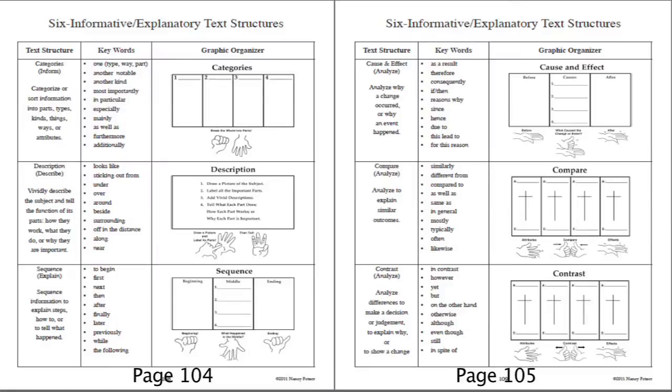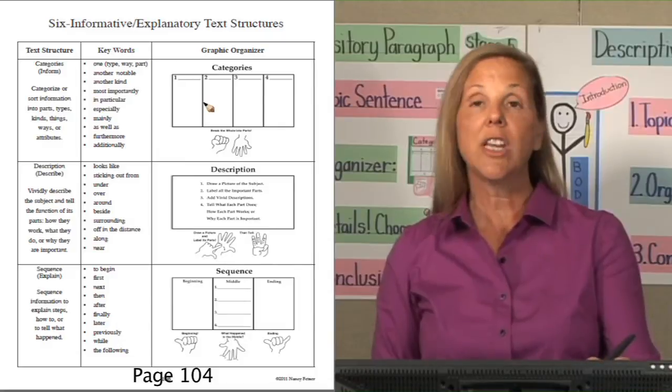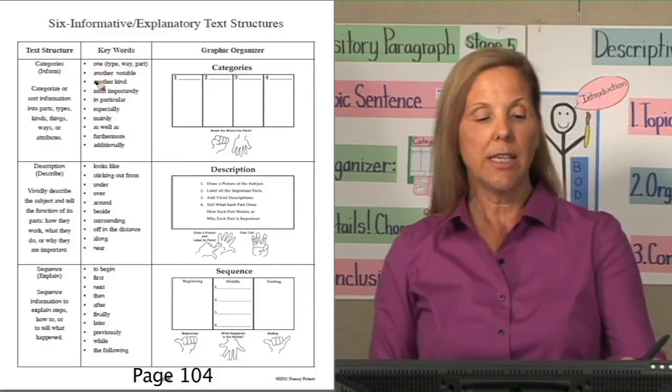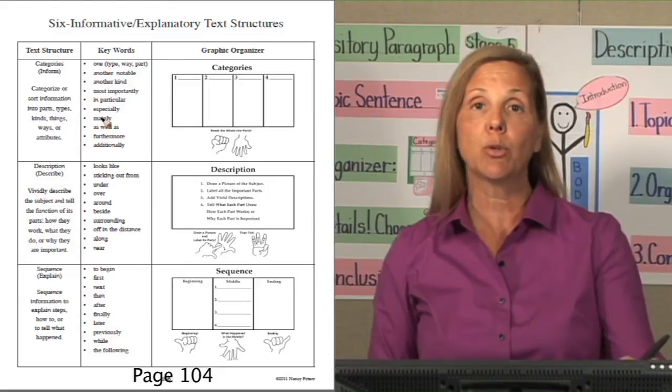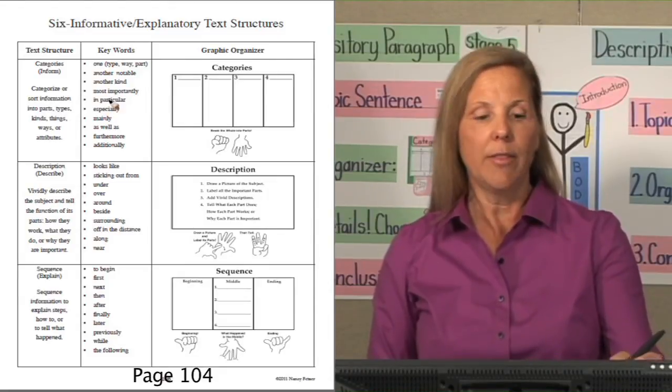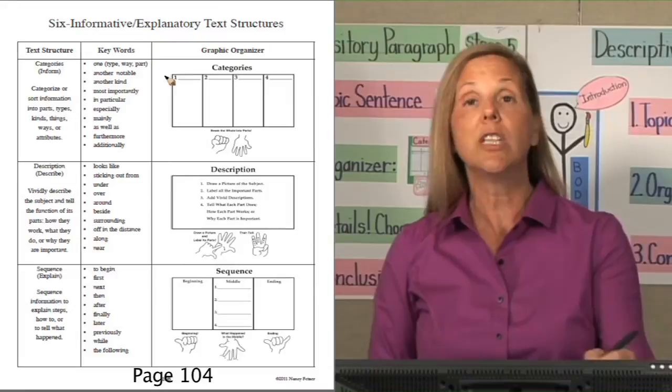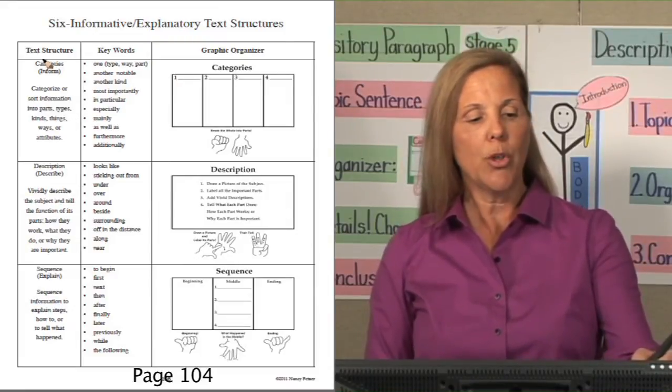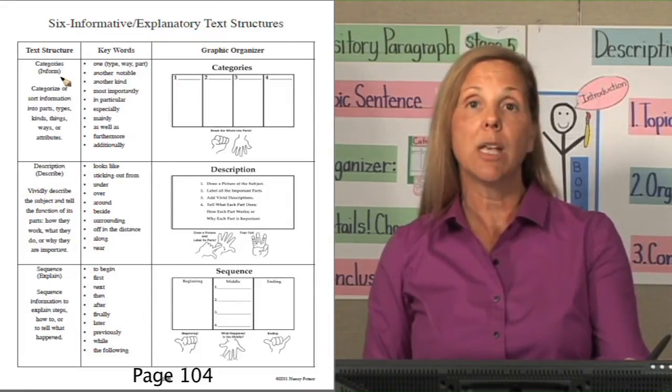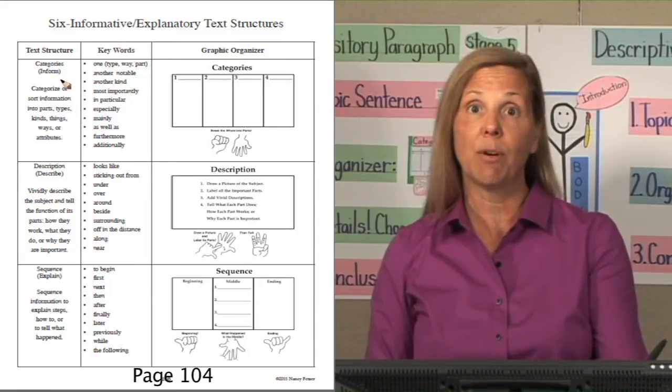Here are 2 pages that you can lay out side by side as at-a-glance charts for you and your students to review when they need to decide which organizer to use. Categories, description, sequence, cause and effect, compare, contrast. Next to each organizer, you will also see keywords. These are signpost words and many times transition words that lend themselves to the different types of writing. You also will see that it will give some sort of a definition of what that type of writing is.